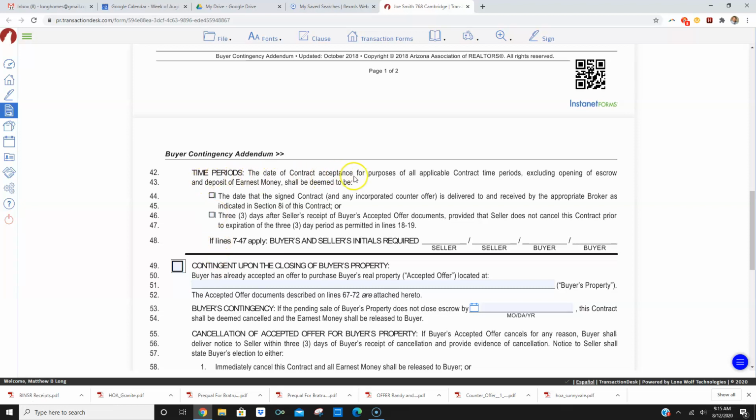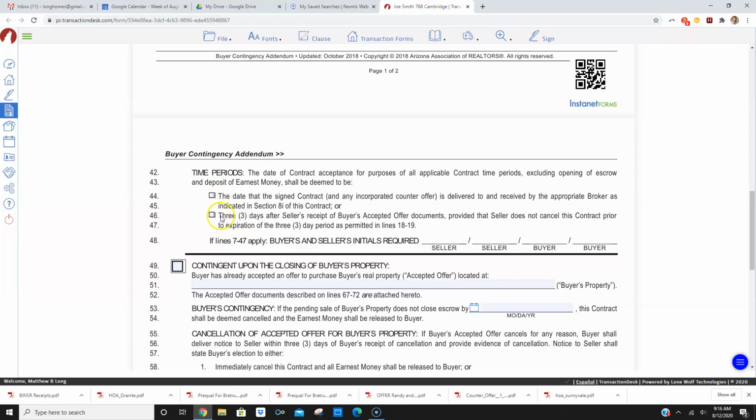Time periods here. Date of the contract acceptance for the purpose of all applicable contract time periods, excluding opening of escrow and depositing of earnest money, shall be the date the signed contract is delivered, which would be normal, or 3 days after seller's receipt of buyer's accepted documents, provided that seller does not cancel this contract prior to expiration of the 3-day period. So you're either saying, hey, we're confident we're going to get our house sold, so much so that we're going to start our inspection period at the normal time. Or you're saying, well, I'm not sure about that. We're not willing to risk an inspection. We're not willing to risk any cash outlay beyond the earnest deposit until we have ours sold, so we're going to go with this way.